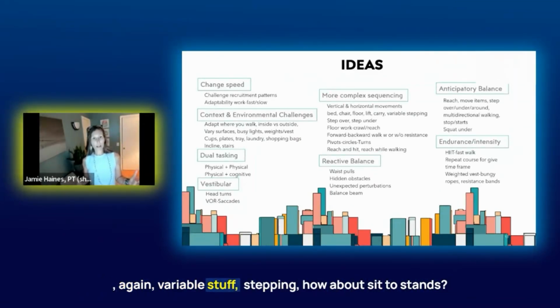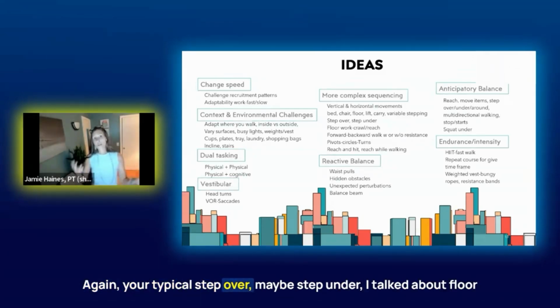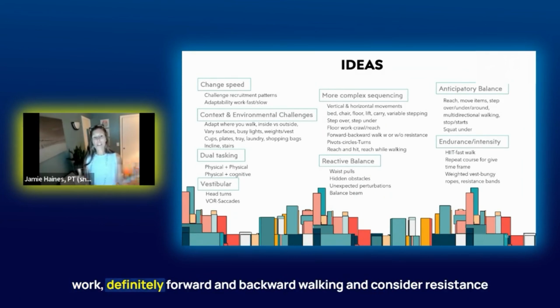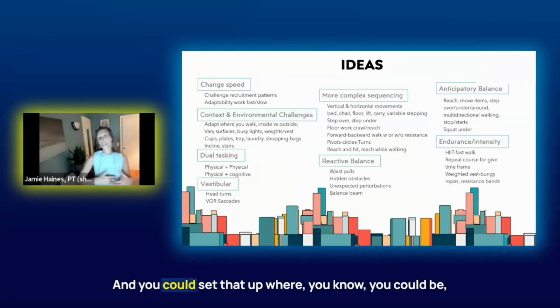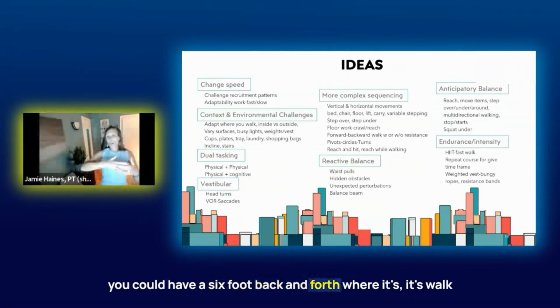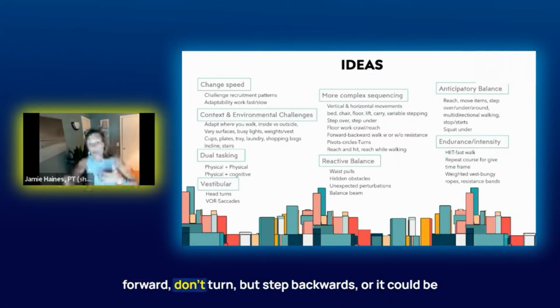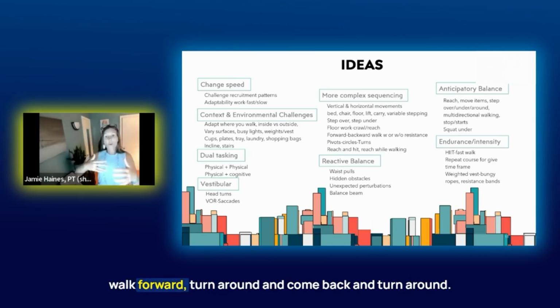Again, variable stepping. How about sit to stands? Again, your typical step over, maybe step under. I talked about floor work, definitely forward and backward walking, and consider resistance with that, whether it's a TheraBand, pivots, turns, and circles. And you could set that up where you could have a 6 foot back and forth where it's walk forward, don't turn, but step backwards. Or it could be walk forward, turn around and come back and turn around.